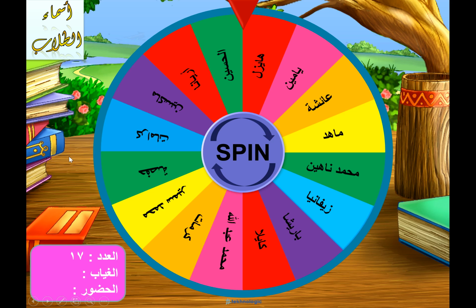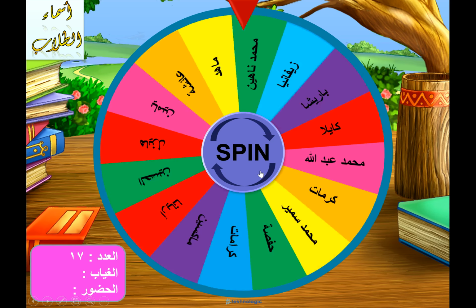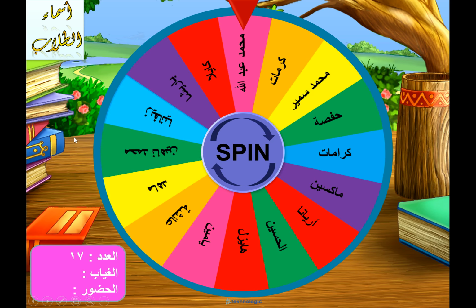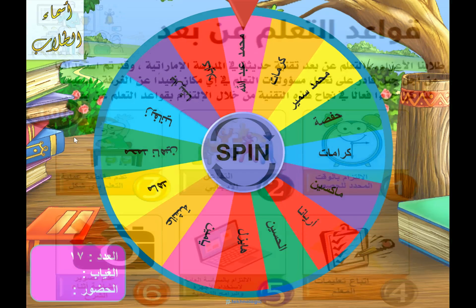Then I check the attendance for the number of the students, absent and present, and the names, and this also helps me in the activities. I can check the names. I need one name to ask him or her.